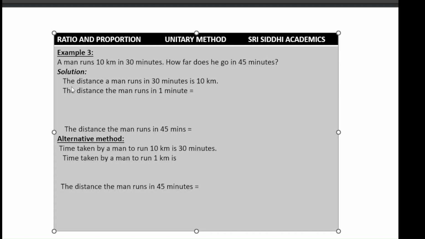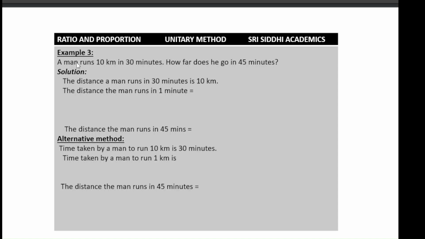So here I have written the given statement. The distance a man runs in 30 minutes is 10 kilometers. So I have just reversed here. In the question, the given statement 10 kilometers is mentioned first, but I have mentioned 30 minutes first in my given statement. Why? Because I am trying to find the distance the man runs in 1 minute. So very carefully write the given statement. When you are writing the given statement, your given statement will determine what you are trying to find out.